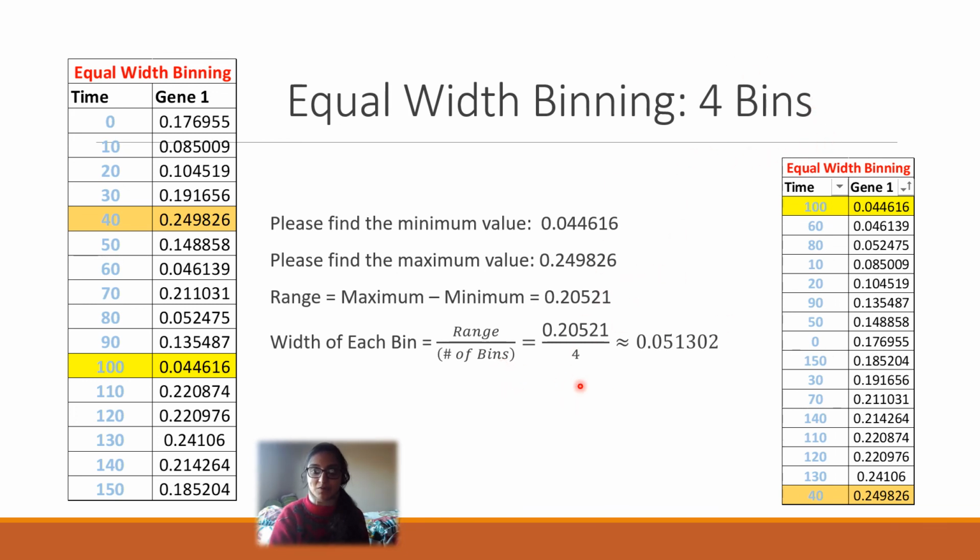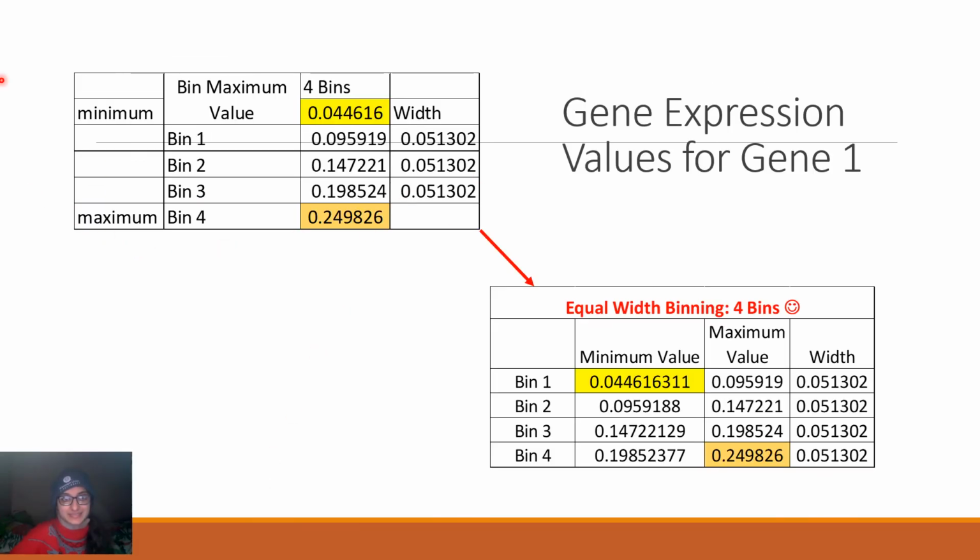Since we want 4 bins, we're just going to divide by 4, and we're going to have the width of each bin being 0.051302. So that is the width of each bin. What we can also see is that for the minimum value of 0.044616 and the maximum of 0.249826, when we found these widths, those correspond for equal width binning with 4 bins for gene 1 to this bin having this interval from here to here. Then these are the intervals for bin 2, bin 3, and bin 4. You can see that they all have the same width of 0.051302. So it's equal width binning.